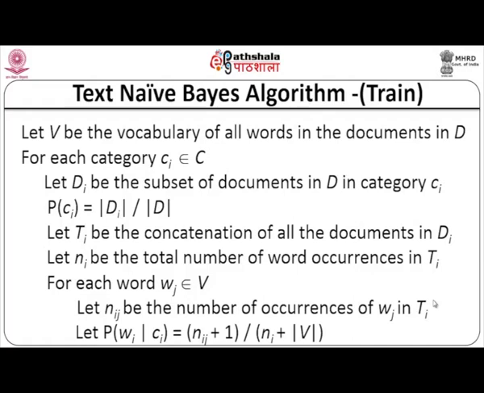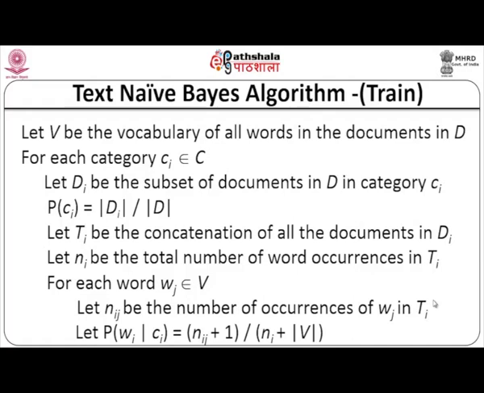Now, the text naive Bayes algorithm training: let V be the vocabulary of all the words in the documents, and for each category Ci belonging to C, let Di be the subset of documents in that particular category. The probability of Ci is the number of documents belonging to that category divided by the total number of documents. Let Ti be the concatenation of all the documents in Di, and let the total number of words in all those documents be Ti. For each word, let Nij be the number of occurrences of that particular word in Ti.